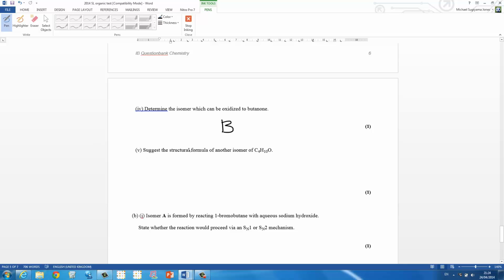Part 5, suggest the structural formula of another isomer. So for this one, we'd have to draw the structure of an ether. So we have a CH3, an O, and then the rest of the molecule would be this. So this is one example of an isomer. And this is an ether.